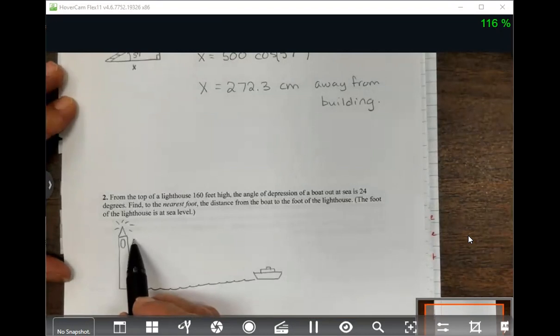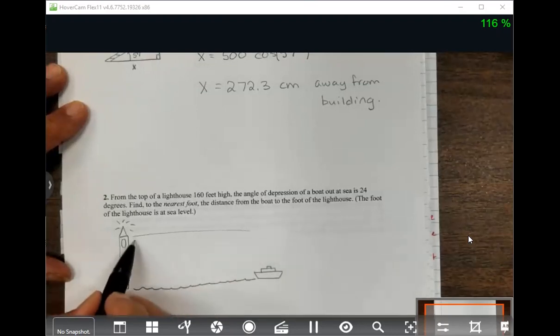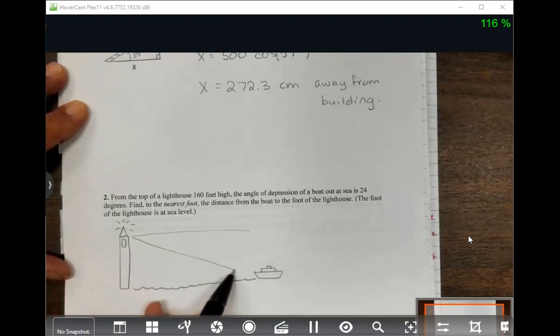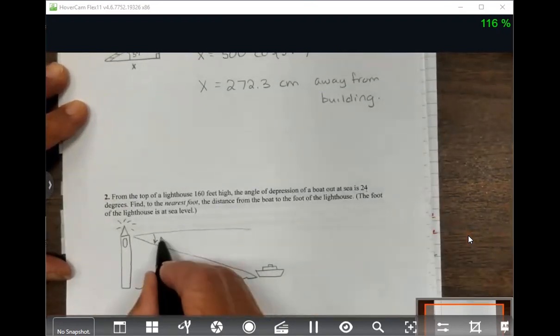All right, so I'm going to measure the angle of depression. There's the horizontal. There's the angle of depression, right to there. That's the 24 degrees.